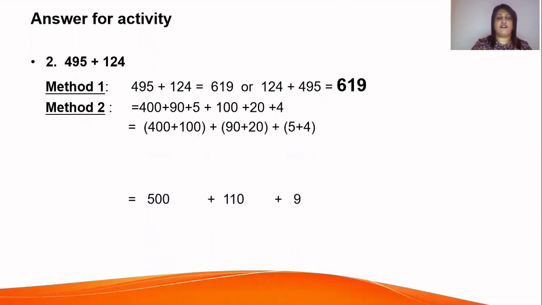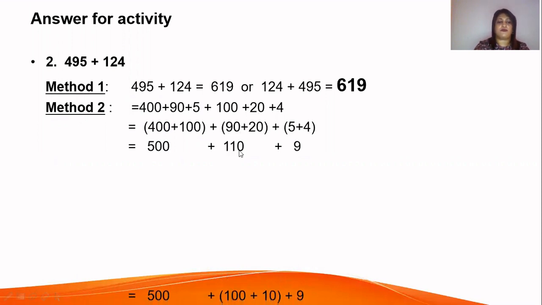Now I've got 500. 400 plus 100 will give me 500. 90 plus 20 will give me 110. 5 plus 4 will give me 9. Now this 110, remember I've got hundreds and tens here. So I've got to decompose this further. So now I'm going to say 500 plus 100 plus 10. I broke it down now, plus 9.